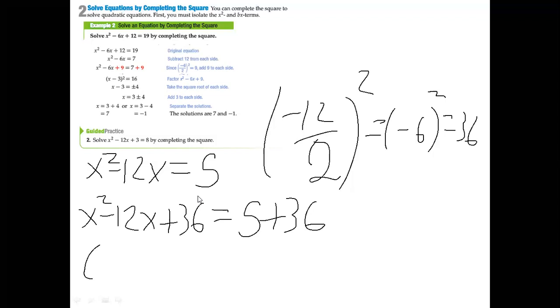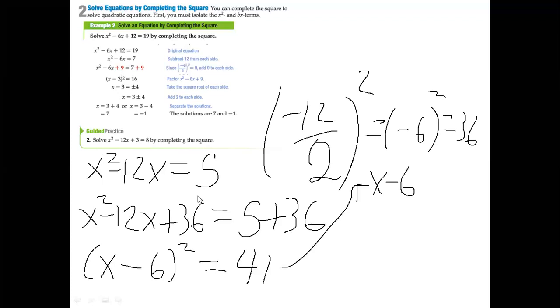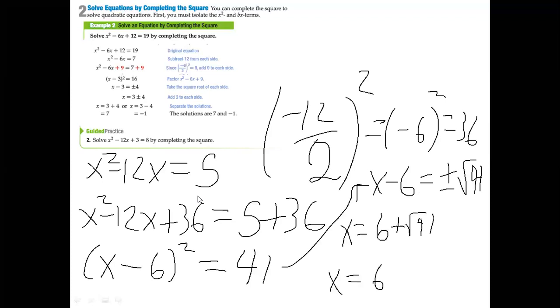Now, if I factor the left side, it's going to be x minus half the middle term, or 6, squared, equals 41. Now, you take the square root of both sides, and you would get x minus 6 equals plus or minus square root of 41. Then you add 6, and you would have x equals 6 plus the square root of 41, or x equals 6 minus the square root of 41.